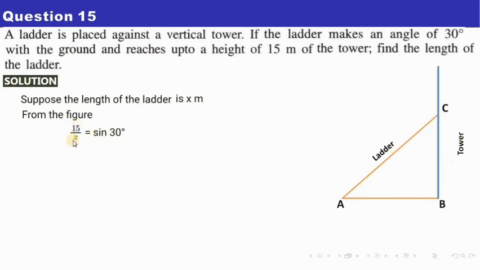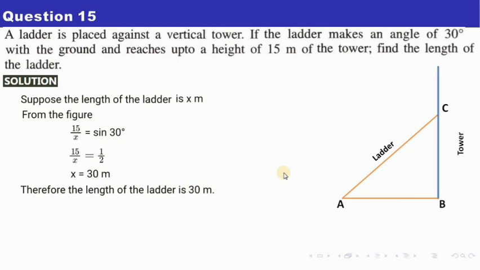And how much is the length of the ladder? It is x. Let us put the value of sine 30, it is half. From here, after cross multiplication, x turns out to be 15 into 2, that is 30. So x is actually the length of the ladder. Therefore the length of the ladder is 30 meter. You may pause the video to note down.